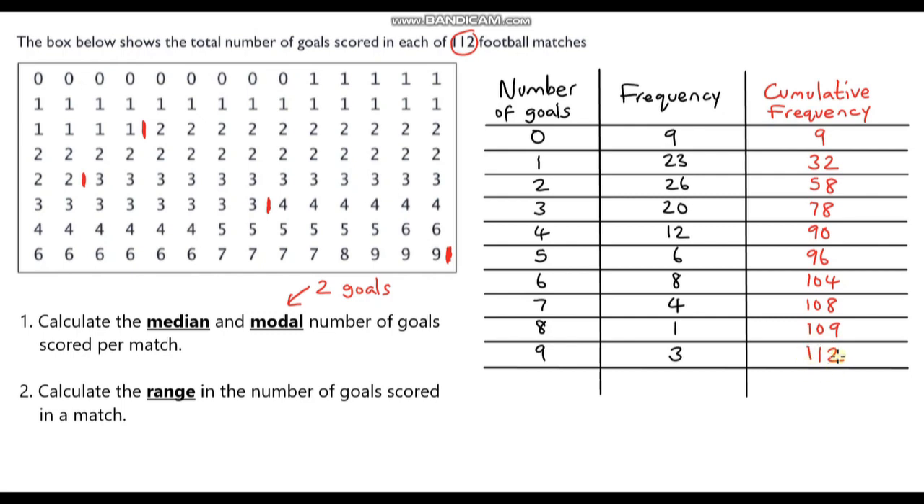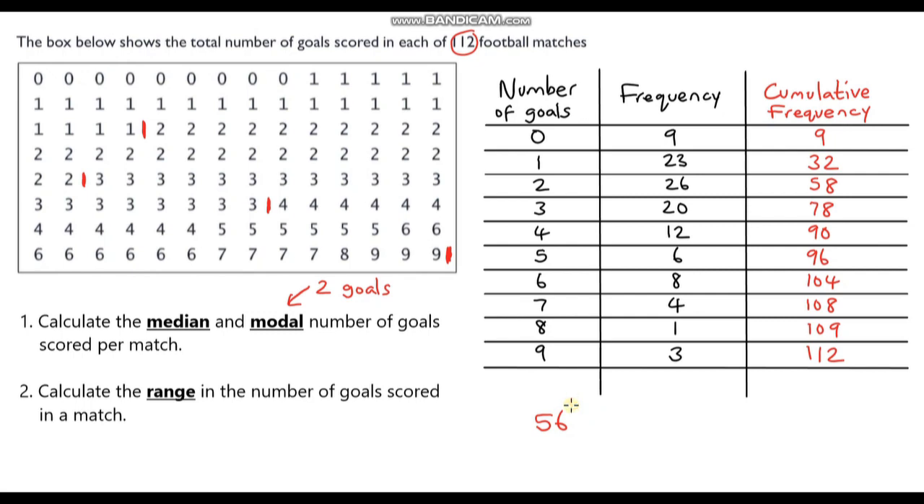Now, if we know that there are 112 matches, what you might be tempted to do is just divide that by 2 to get the middle number. So if we did do 112 divided by 2, we would get 56. So you might think, well, it's the 56th match that is the median, but it's ever so slightly different to that.